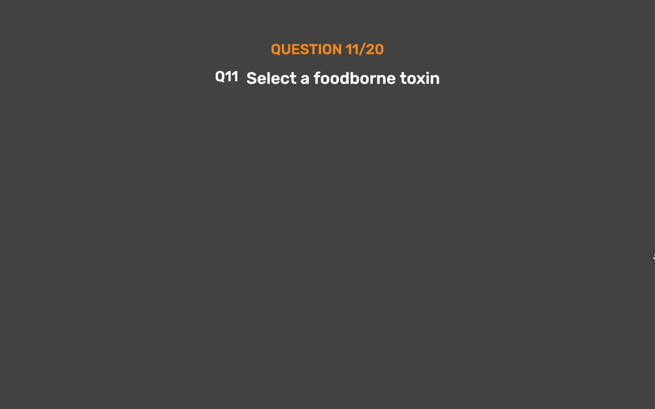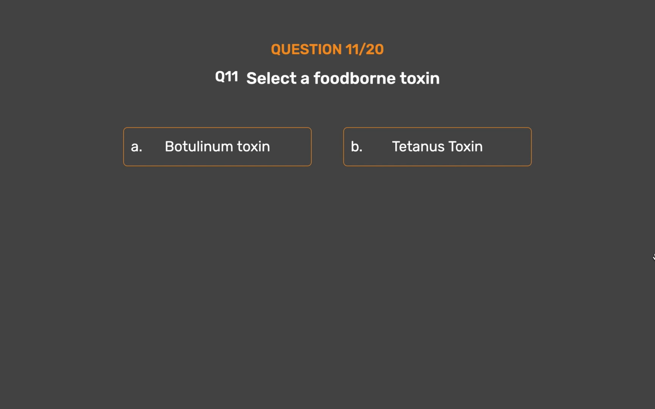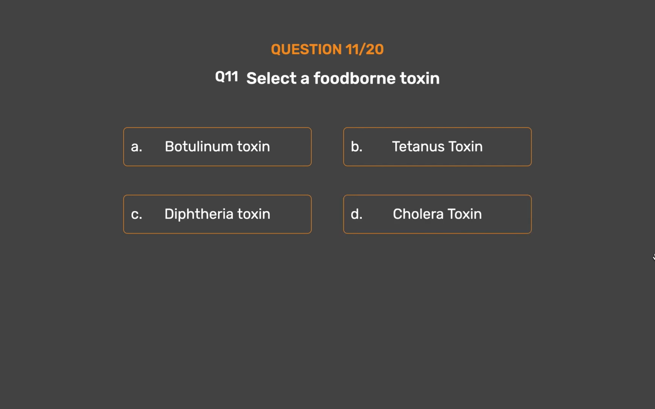Question number 11. Select a foodborne toxin. Option A. Botulinum toxin. Option B. Tetanus toxin. Option C. Diphtheria toxin. Option D. Cholera toxin.